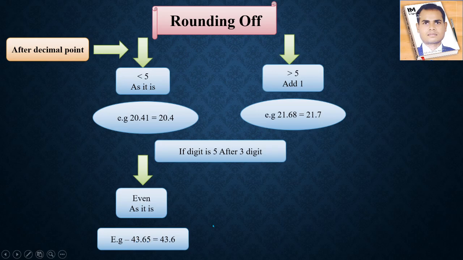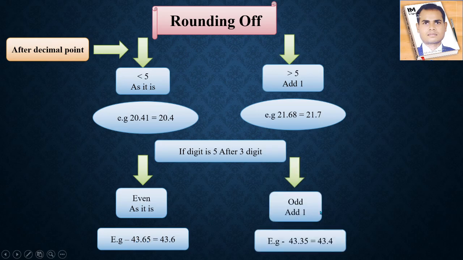And in the second case, for example, you can see 43.35. It means after the decimal point the second number is again 5, but before that you will see this is an odd number. So what can we do here? We have to add 1 to this odd number. So the answer will become 43.4. So like this we have to do rounding off.